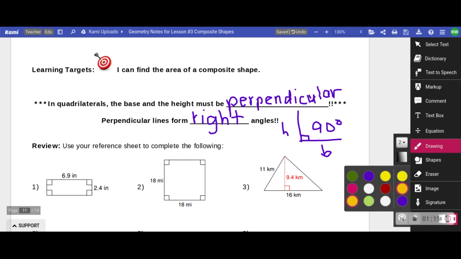Think about if you were a person and you were standing up to measure your height, you'd stand up completely straight. So this is important because sometimes they'll give you a side of a shape that's like this, and that is neither the height or the base, so you have to ignore it because it doesn't make a right angle with the base.